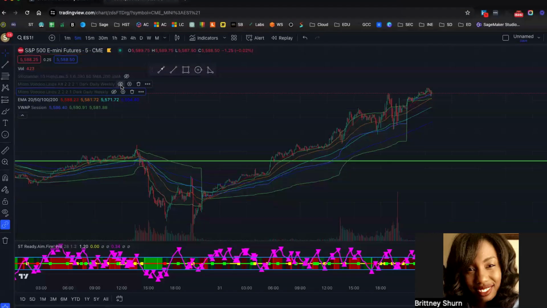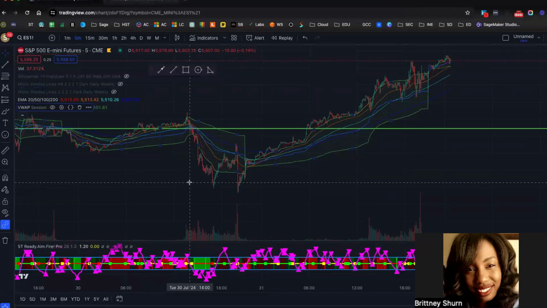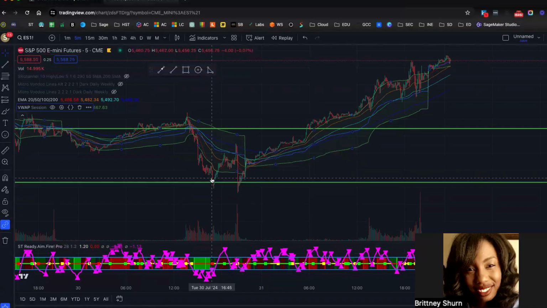Sorry, give me a second. All right, so let's just call this double bottom, right? How many times have you heard double bottom in just trading? A thousand times a day, a million times. So the double bottom is here.